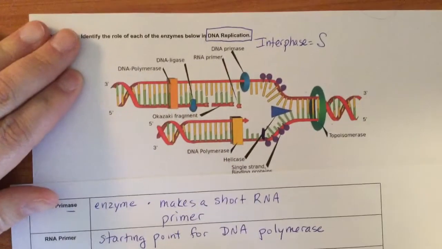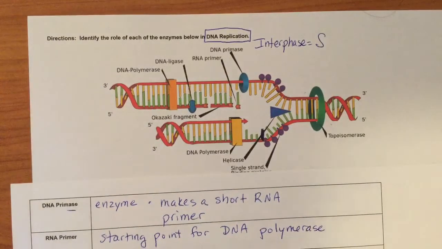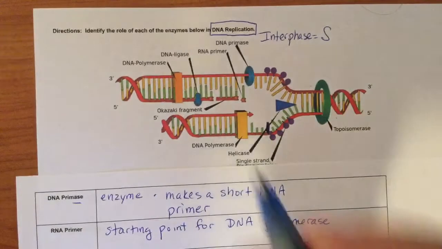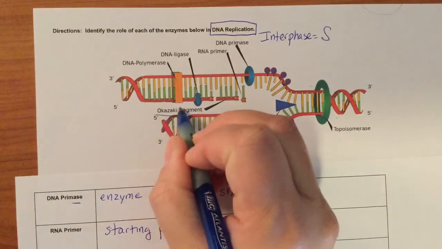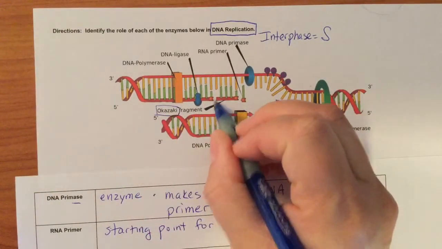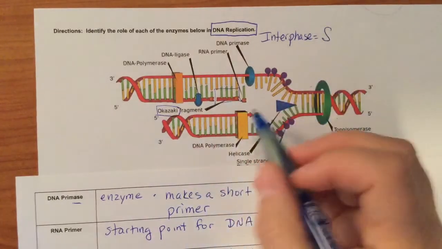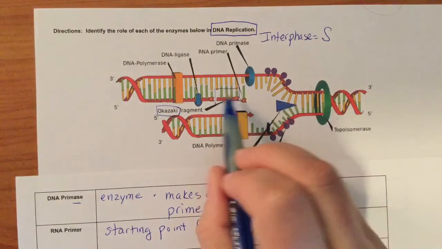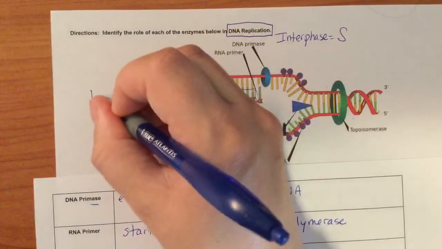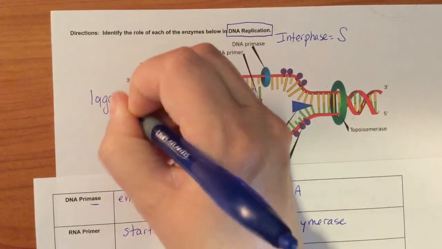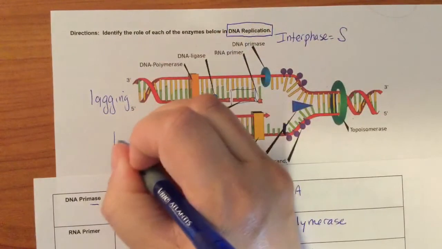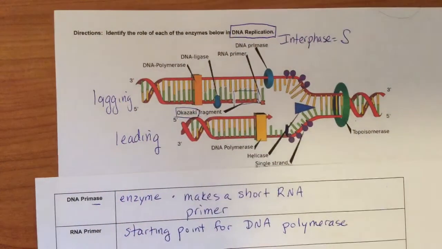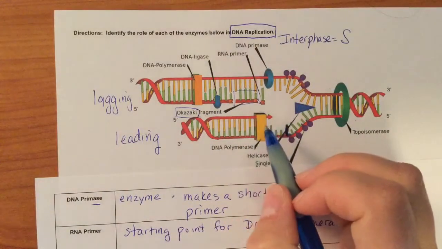So if you were looking at a picture and trying to identify which one is the leading and the lagging, you have to look for one thing in particular, and they're called Okazaki fragments. Okay, so fragments are like little fragments of made or synthesized DNA. So when you see the fragments, this is always going to be the lagging side, and the other side will be the leading strand.